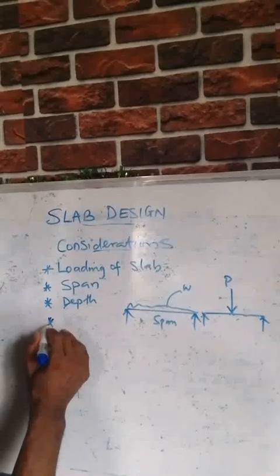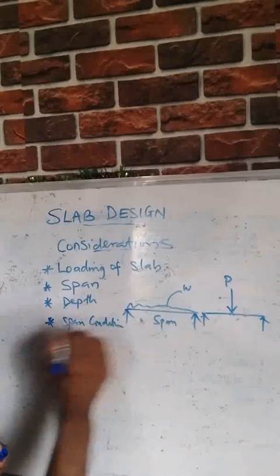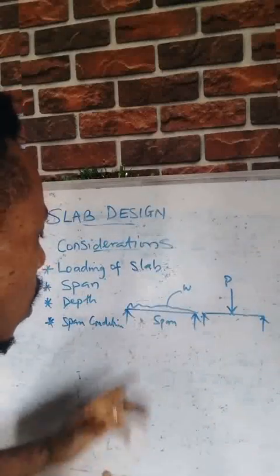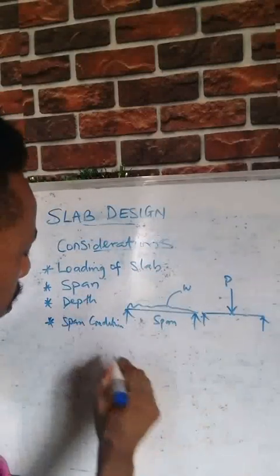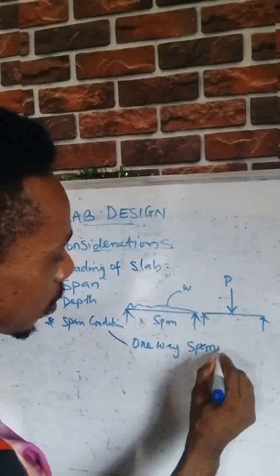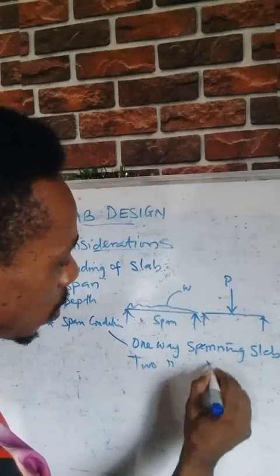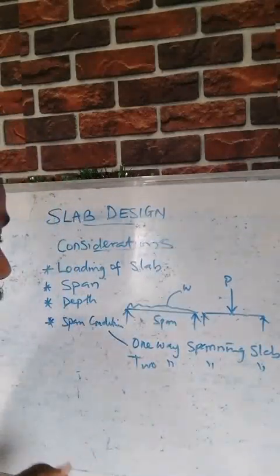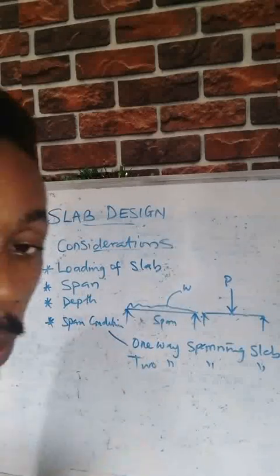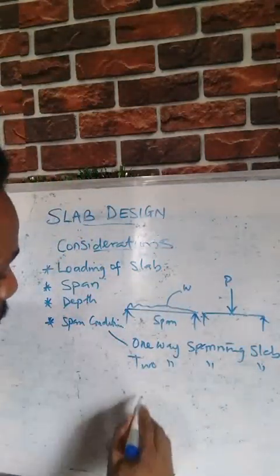We also have to look at the spanning condition. The spanning condition has to do with whether the slab is a one-way spanning slab or a two-way spanning slab. We have to look at that. Now there are conditions that we use to judge if a slab is a one-way spanning slab or a two-way spanning slab.